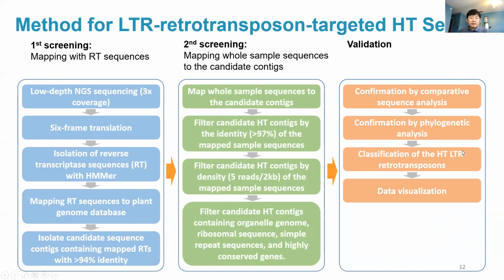After this filtering, the candidate horizontal transfer cases were confirmed by comparative sequence analysis and phylogenetic analysis. At the end, the horizontally transferred LTR-retrotransposons were classified and visualized for publication.